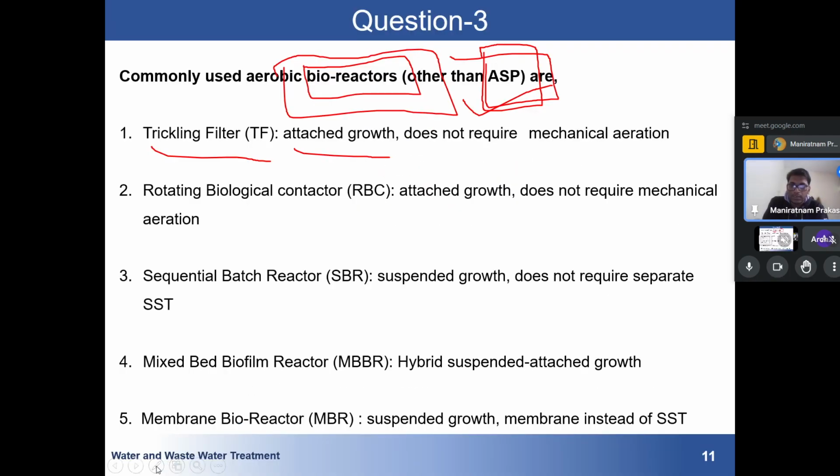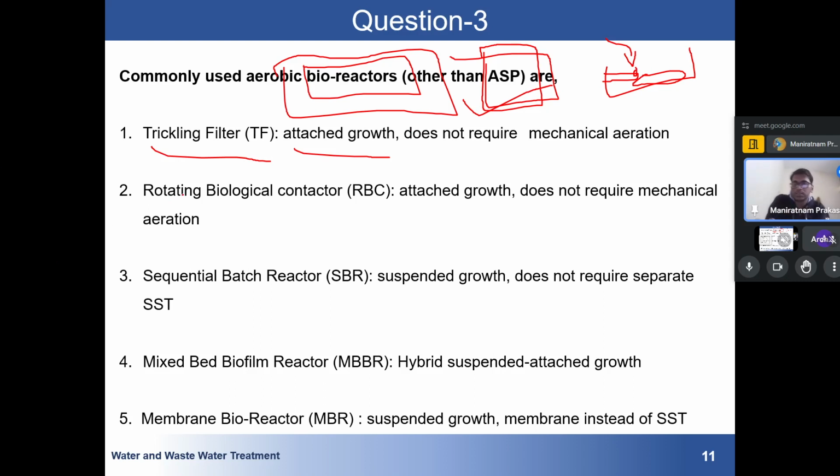microbes will be present, suppose this is your tank, and imagine there will be different kinds of arrangement, and all over the body of this arrangement there will be microbes present. It may be rock or some special arrangement. When wastewater containing organic matter comes here, this organic matter will be degraded by the microbes. I am discussing this in a very short way, but you can always check standard books on how this attached growth happens.